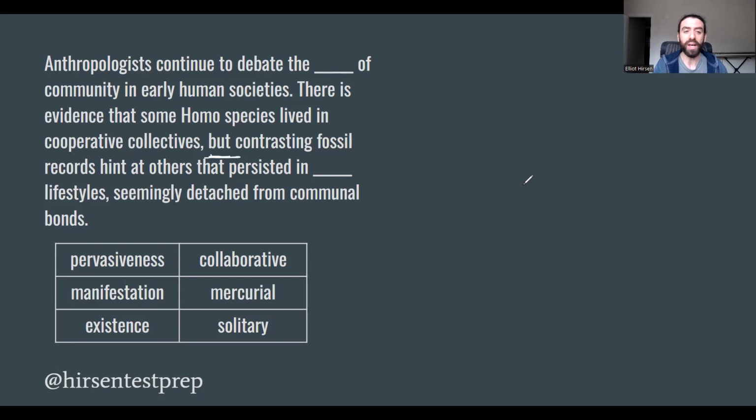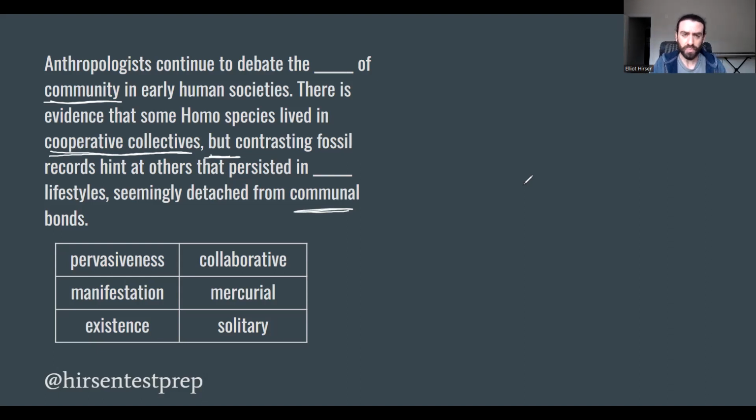So the debate is really going to rest on what's going on with these two different pieces of evidence, right? The first is that some Homo species lived in cooperative collectives. So we're talking somehow about community at the beginning there. Cooperative collective is basically a synonym for a community. But shift, we have some not community, right? We've got a contrasting fossil record that hints at others that persisted in blank lifestyles, and it says they were seemingly detached from communal bonds. So we're debating something about community in early human societies, based on some evidence that they did live in communities and some evidence that some of them didn't.